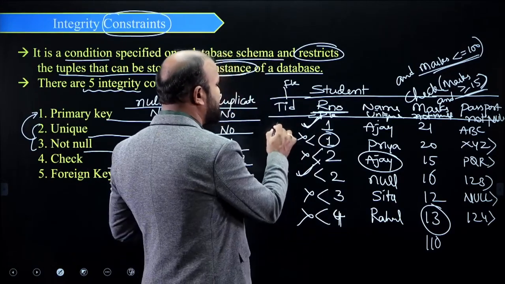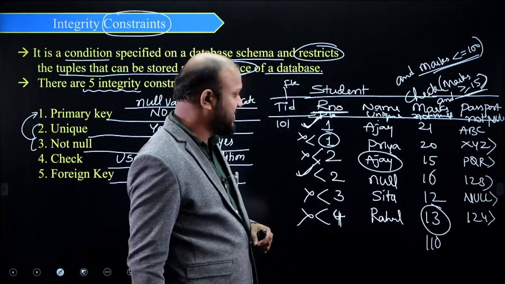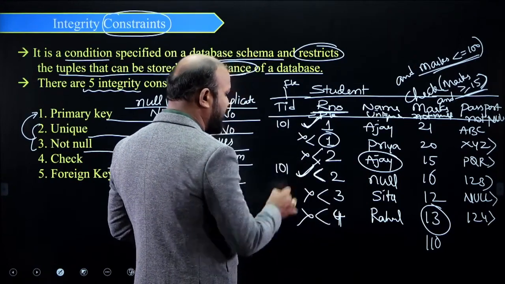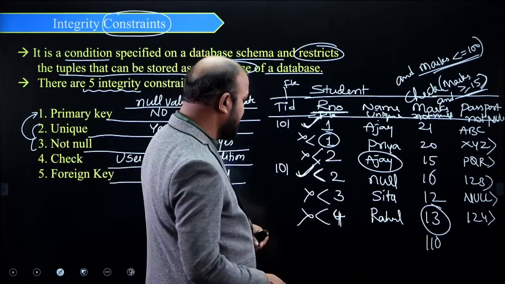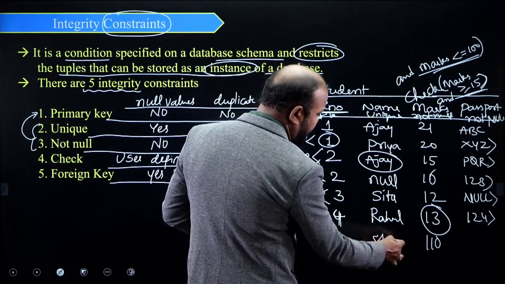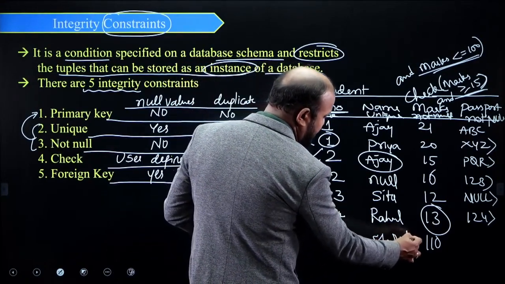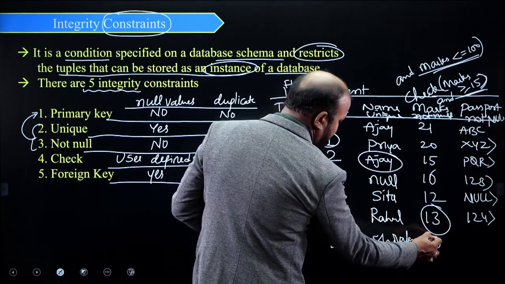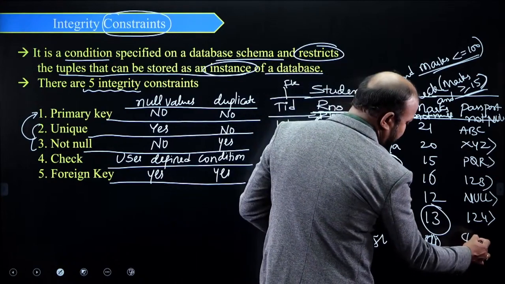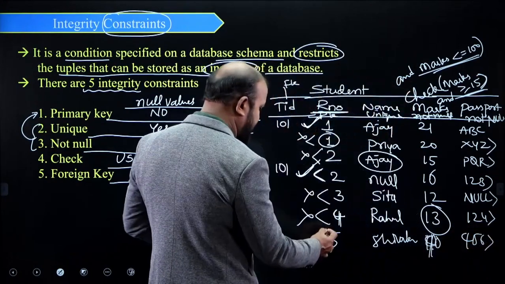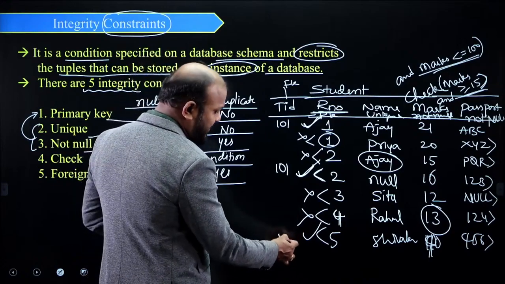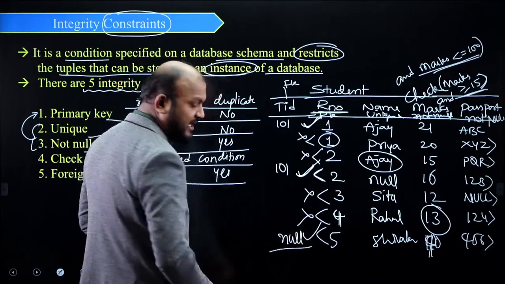For Ajay, teacher ID 101 is a mentor. And for this student null, also student ID 101 is a mentor. Let us say some student is there, 5, Shiva Krishna, and it is only 40 marks. Okay, it is 40 marks, and 456 is a passport number, and this is inserted. And for this student, there is no mentor, then we can have a null.